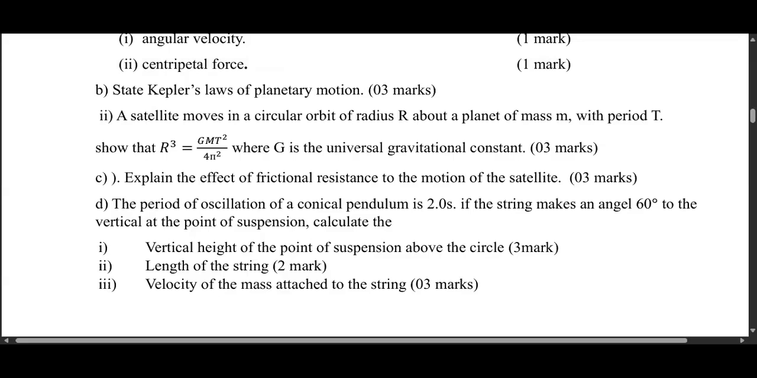So part C, they are saying, explain the effect of frictional resistance to the motion of the satellite. Now, as these satellites are moving in space, they experience some opposition. And this opposition is due to air resistance as they are moving. So because of this, they have to do work against friction. And by doing work against friction, what happens? There will be a reduction in the total energy possessed by this satellite.